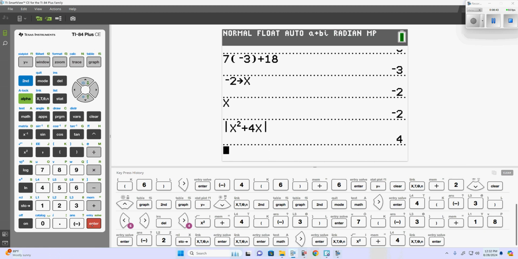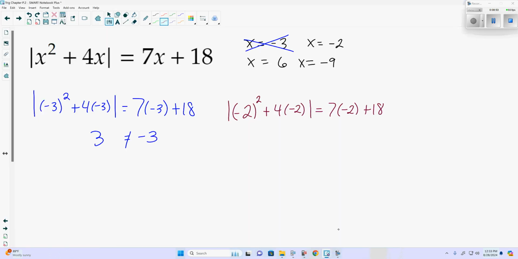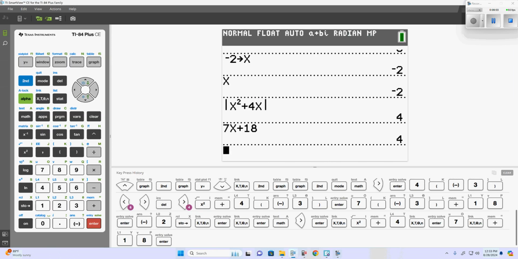Its value is 4. The other side is 7X plus 18. Okay. So that tells us that 4 is equal to 4. So negative 2 is our answer. Okay. That's neither here nor there, because we had to store X and we had to type the whole thing in on both sides, yes? What was our next solution we could try?